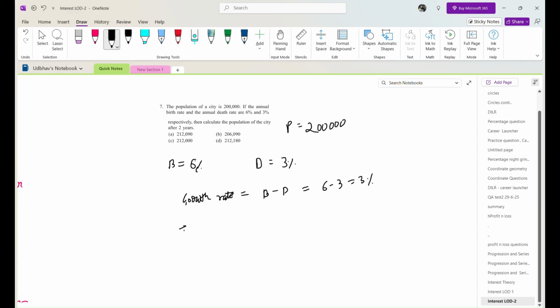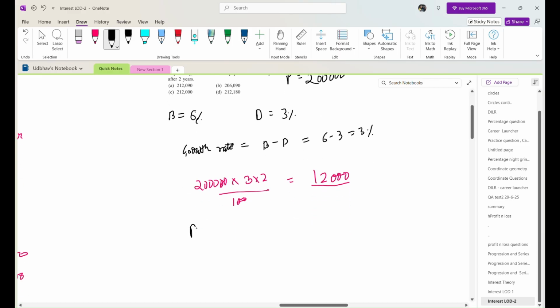So by how much will the population increase after 2 years? 2 lakh into 3 into 2 divided by 100. It's just like the simple interest rate. We got 6,12,000... sorry, 12,000. Population increased by 12,000. So what will be the final population? Final population will be 12,000 plus the initial population, which was 2 lakh. 2,12,000.